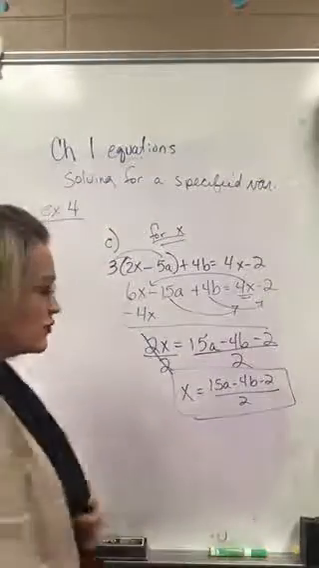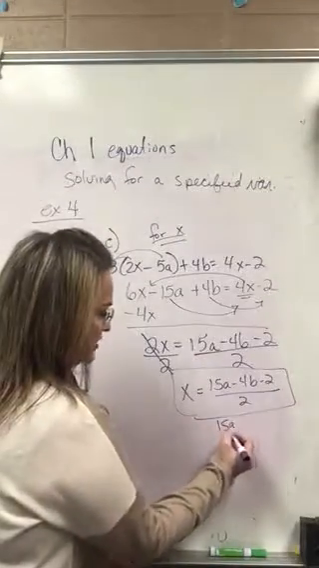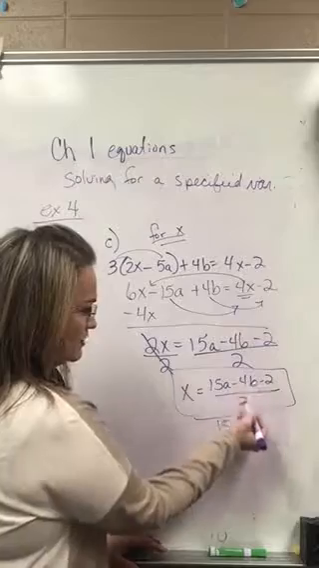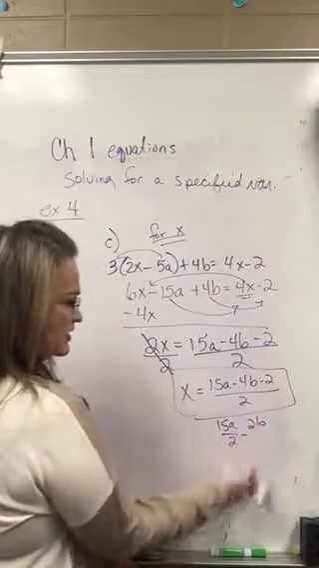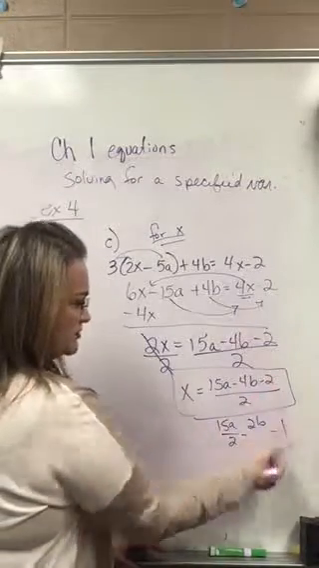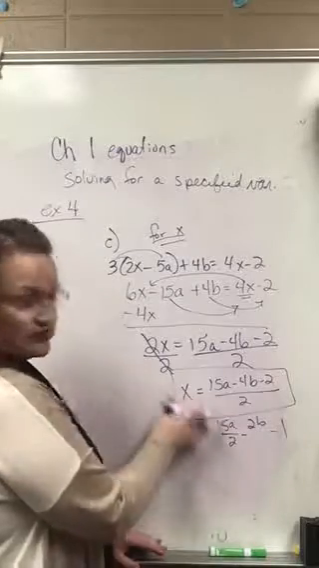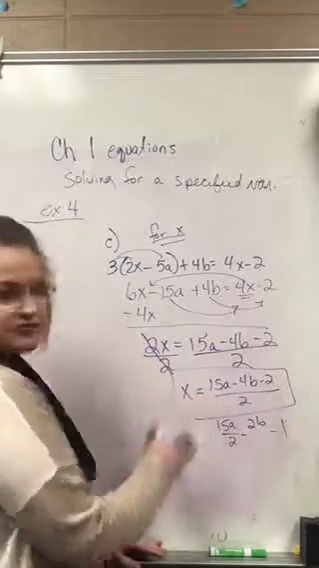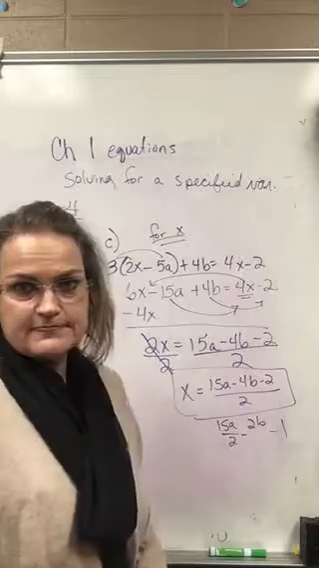So another form of the answer would be 15a over 2. 4b over 2 would be 2b, and then negative 2 over 2 would be minus 1. That would be an equivalent form. It's not that much better, so that's probably just fine like it is.